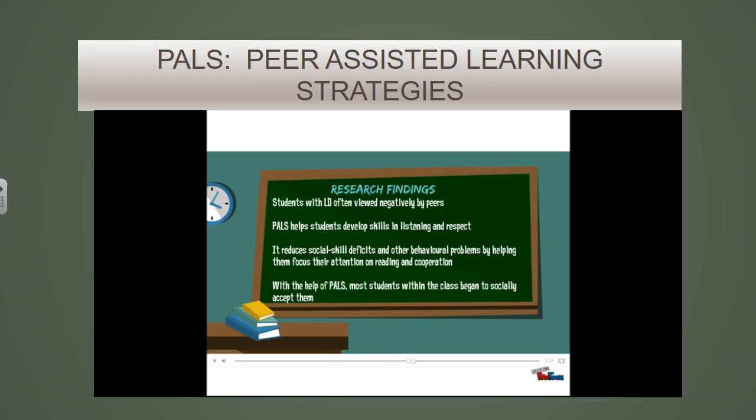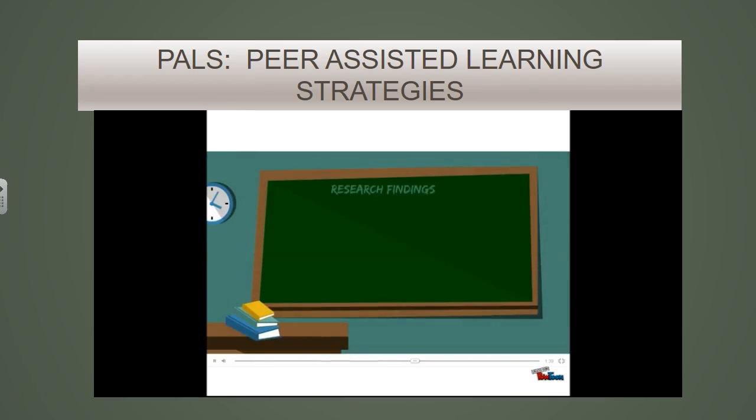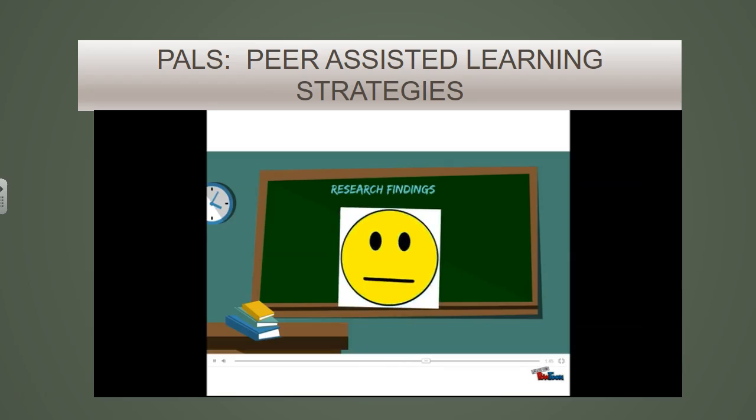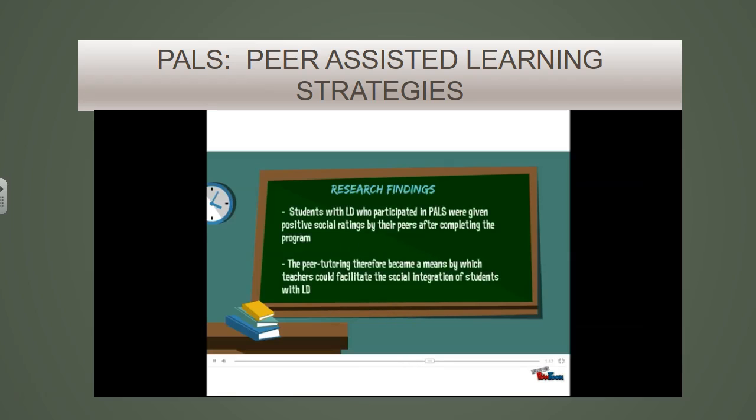As a result, most students within the class began to socially accept them. Towards the end of the study, students were to rate their classmates with a happy face for like, a sad face for dislike, or a neutral face for being indifferent. In the non-PALS classes, students had a negative social preference rating towards LD students, whereas in the PALS classroom, students had a positive social preference rating.